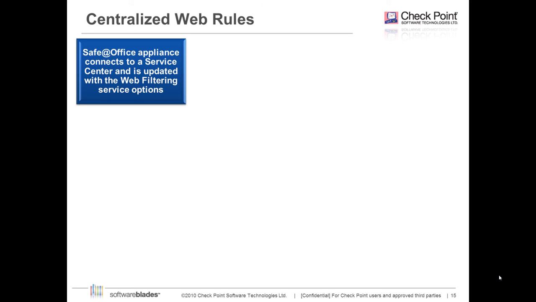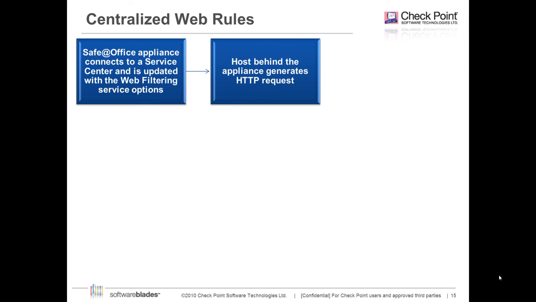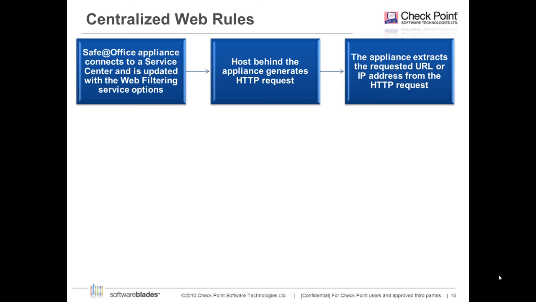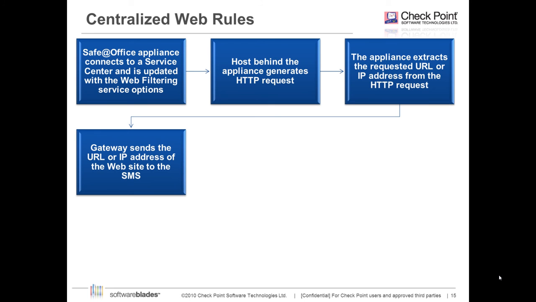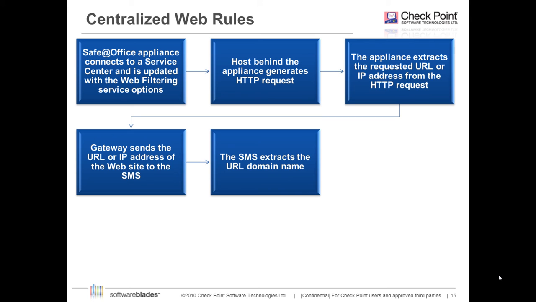Centralized web rules. The SafeItOffice appliance connects to the service center and is updated with the web filtering service options. A host behind the appliance generates an HTTP request. The appliance extracts the requested URL or IP address from the HTTP request. The gateway sends the URL or IP address of the website to the SMS. The SMS extracts the URL domain name.